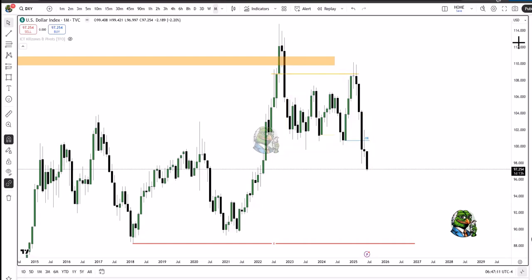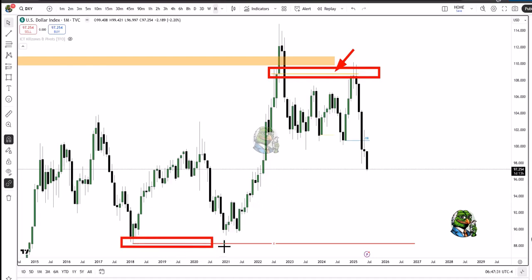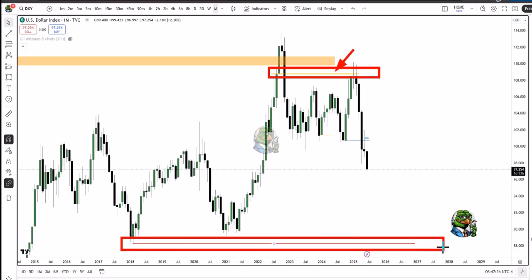Now we can see that the dollar index found resistance at the volume imbalance. You've always got to have your volume imbalances marked, especially for the dollar index. It respects these volume imbalance levels very, very well. Now, in my view, the draw on liquidity is down much lower from where we are at this point in time, to those equal lows. Now this is a monthly chart, so some time will need to pass before we get down there. But we can see already we have some quite aggressive displacement.